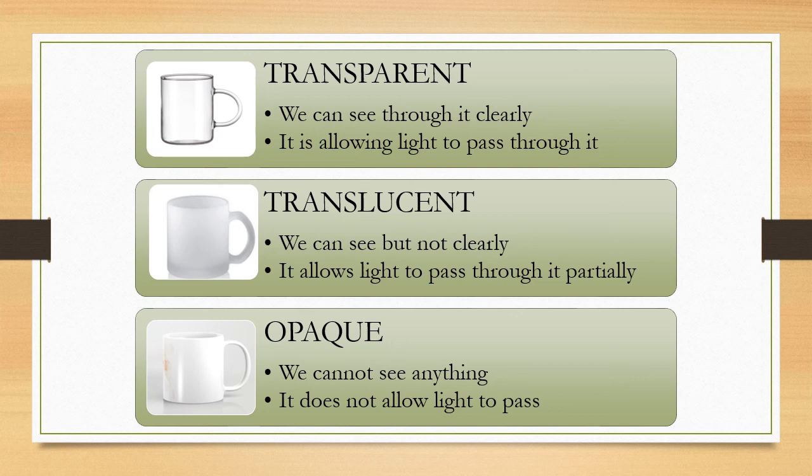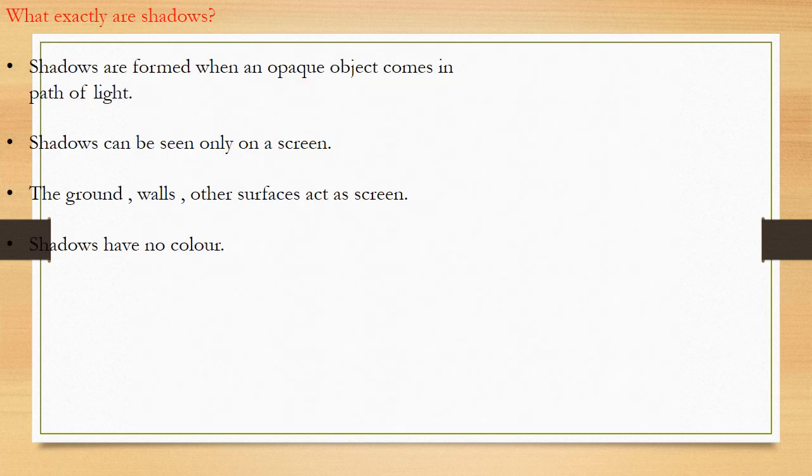Opaque. What are these opaque objects? We cannot see anything. It does not allow light to pass. You can see in the first picture, the cup or the mug. Okay, you can see it is transparent. Light can pass through it. The second one, you can see the second picture of the mug. Partially light can pass. Whereas in opaque, light cannot pass at all. So these are the three differences between transparent, translucent and opaque objects.